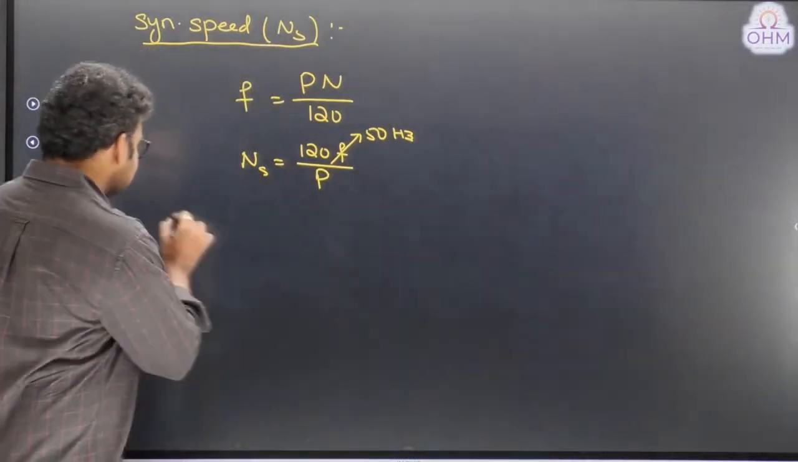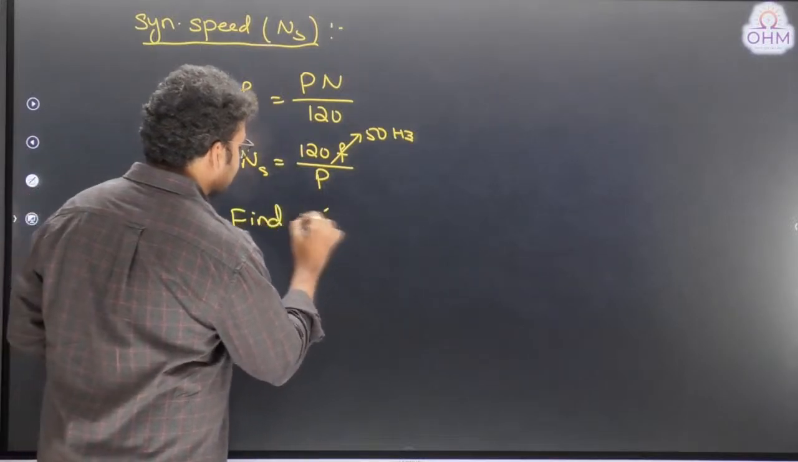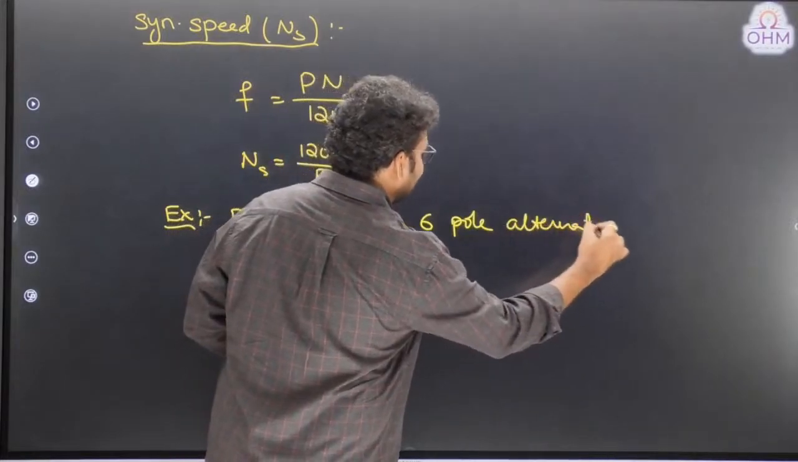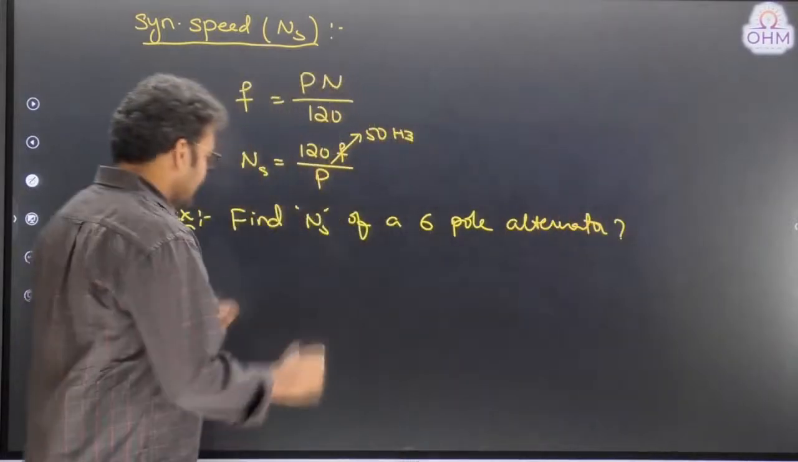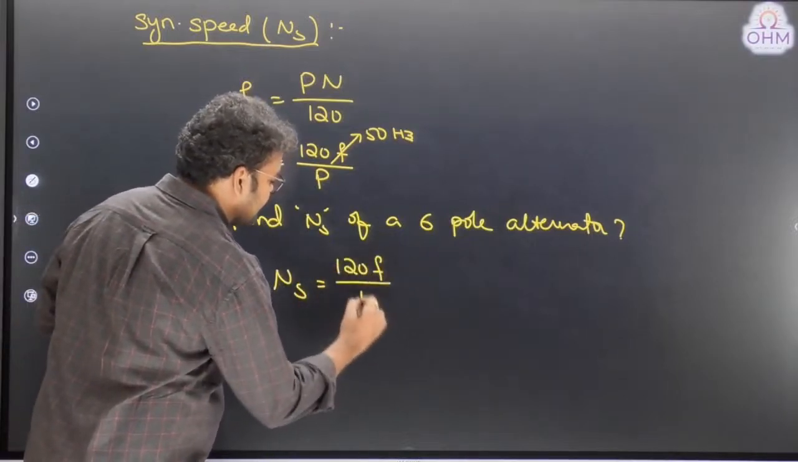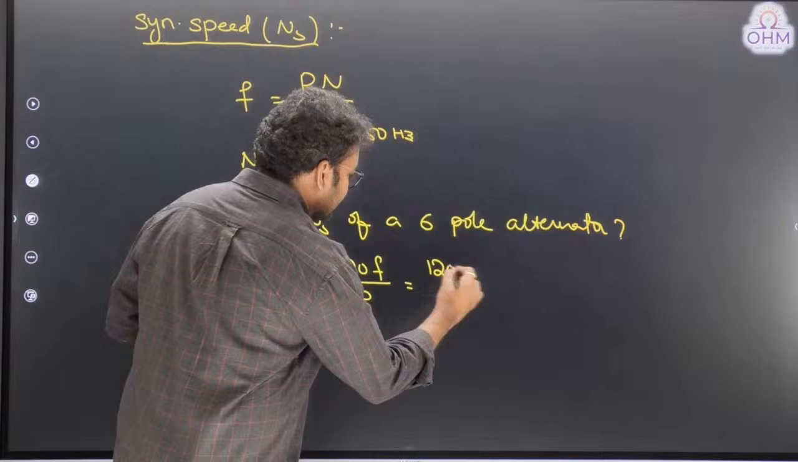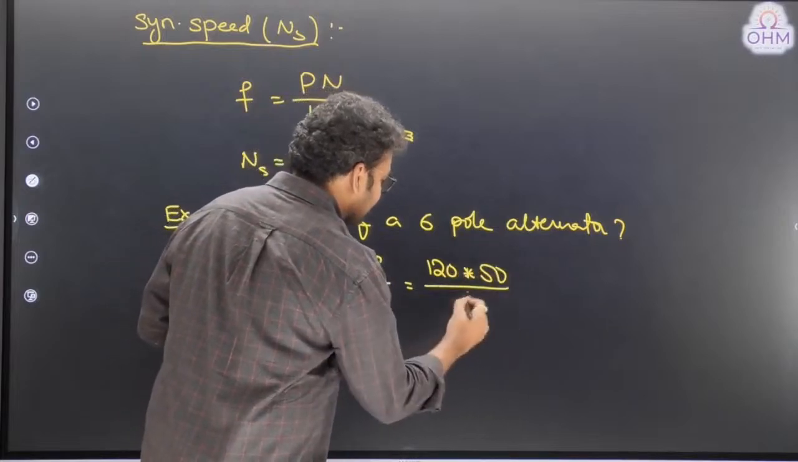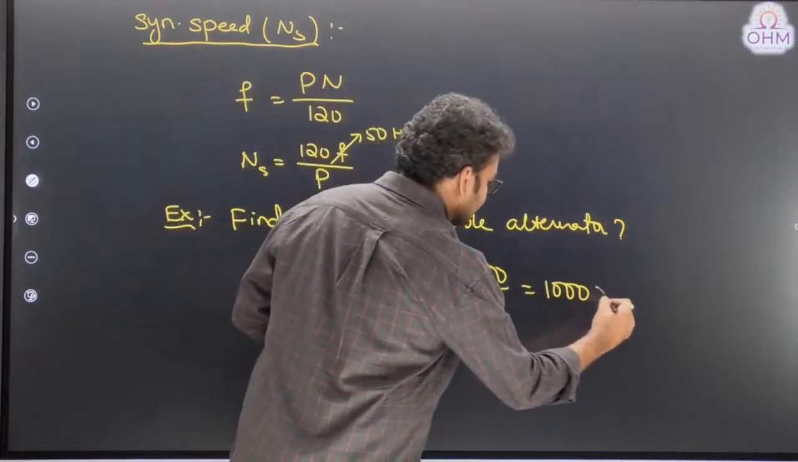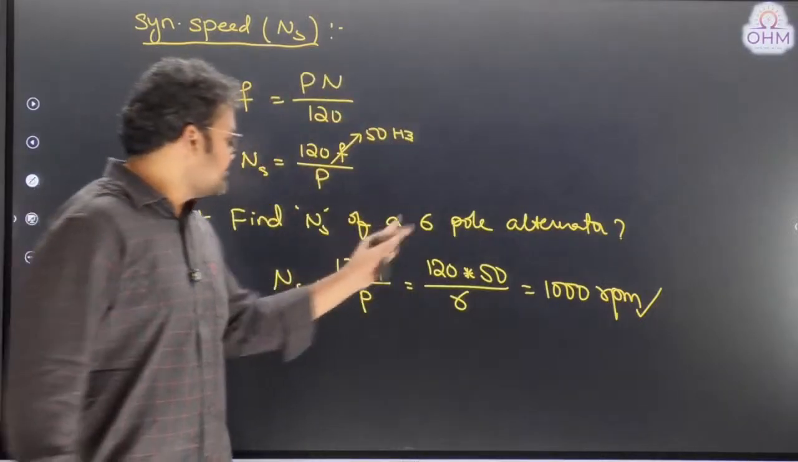For example, find the synchronous speed of a 6-pole alternator. What is the formula I just derived? Synchronous speed is equal to 120 F by P. What frequency must I use? 50 Hz. Therefore, 120 into 50 Hz divided by the 6 poles the machine has, and if you solve it, you will get 1000 RPM. Therefore, 1000 RPM is the synchronous speed for the given generator.